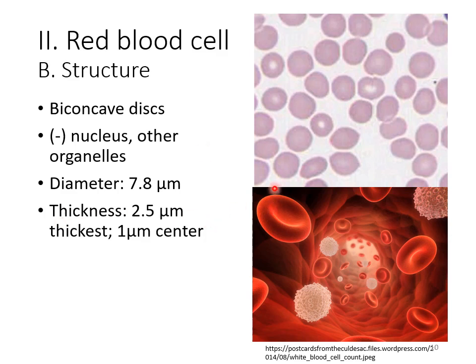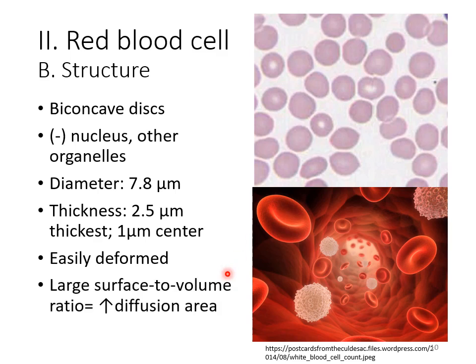The thickness is 2.5 micrometers in the thickest area, so in the more outer portion, and in the center, of course, it's narrower because of the biconcave shape. And as I said, they're easily deformed. One reason why they're easily deformed is because of their biconcave shape. So this shape also allows them to bend, to deform without actually breaking their cell membrane or damaging the cell.